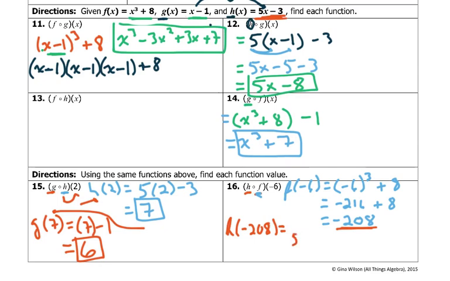So this is 5 times negative 208 minus 3. 5 times negative 208 gives us negative 1,040, minus 3 more, ends up giving us a value of negative 1,043. And that's our final answer, and we're all done.